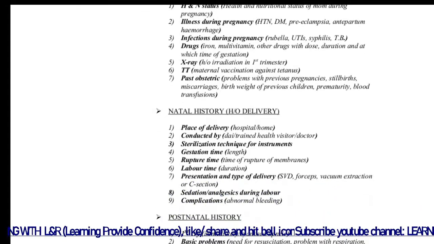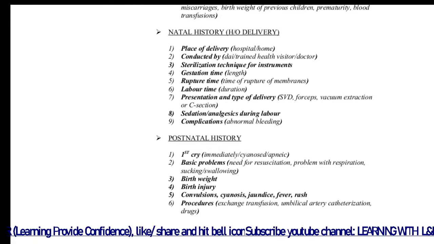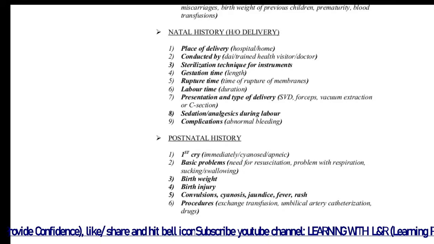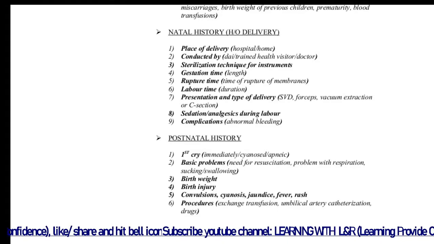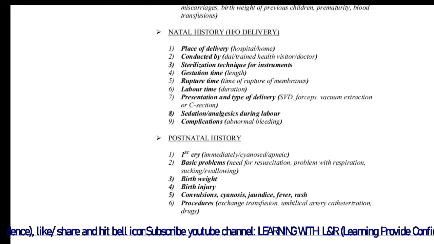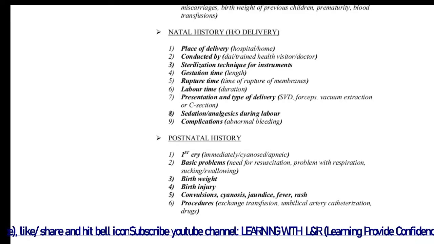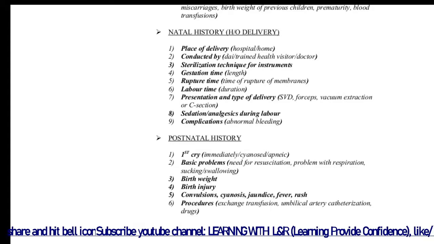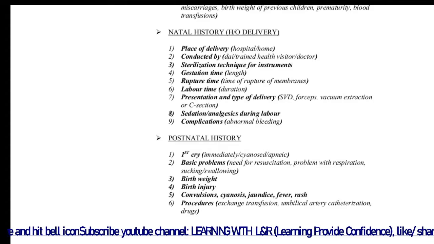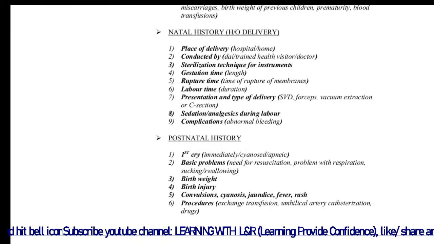transfusion, if any kind. Then natal history at the time of delivery: place of delivery, conducted in the hospital or at home, conducted by the trained health visitor or doctor, sterilization techniques of instruments, and gestational time, length of the time, time of rupture of membranes, then labor time, duration of the labor, presentation and type of delivery, then sedation, analgesics during labor and any kind of complications if present.